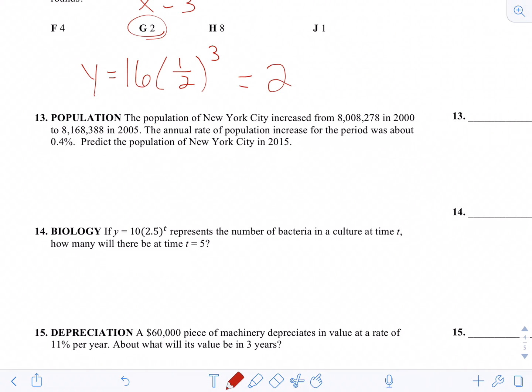Okay, next one, the population in New York City increased from 8 million in 2000 to 8,168,000 in 2005. Annual rate of population increase for the period was about 0.4%. Predict the population in New York City in 2015.